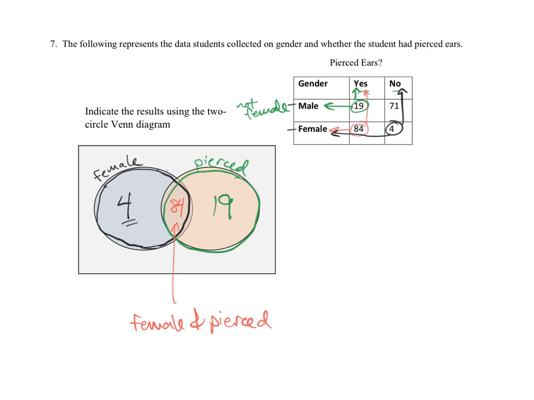Well, the last number that we're going to deal with here, the 71, will be males without their ears pierced. So we have to be outside of the female bubble. We have to be outside of the pierced bubble. So this sort of blocks off those 71 guys without their ears pierced. So they can only be out here. And that's it. We just had to make the Venn diagram here. I hope this is very informative for you, and I wish you good luck.